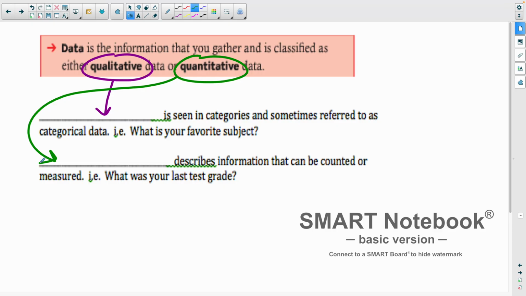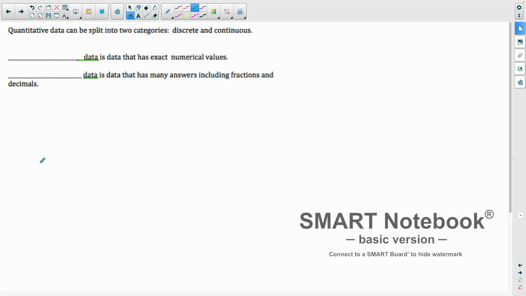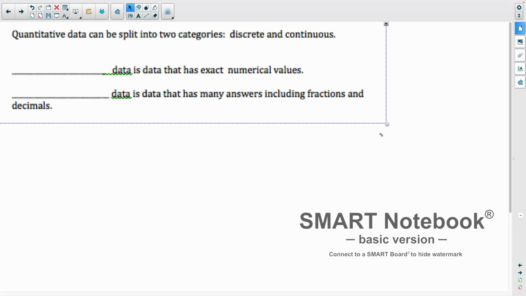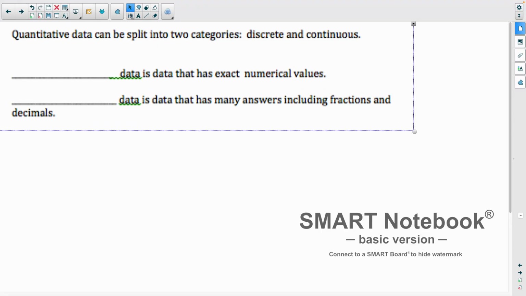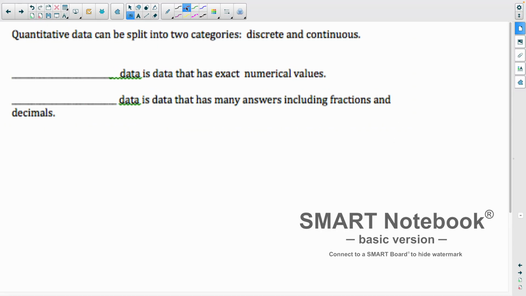Now, we could take this data and we can categorize it another way as well. We can categorize it into discrete versus continuous. A lot of times they like to ask this question real quickly. It may be worth 1 point on the test. What is this table? Is it discrete data or is it continuous data? Discrete data has exact numerical values. So the discrete is this first one.